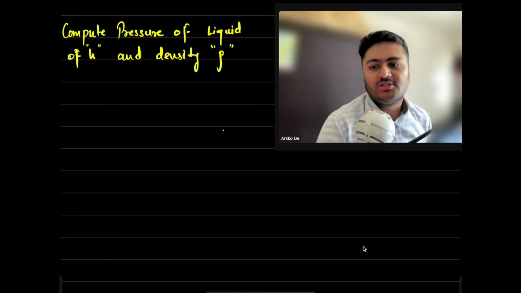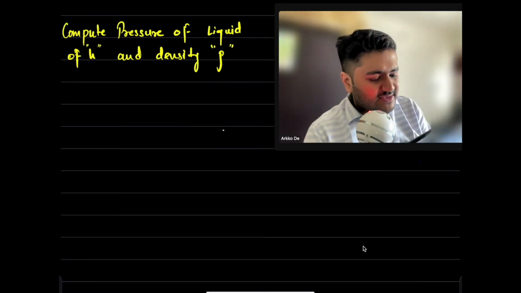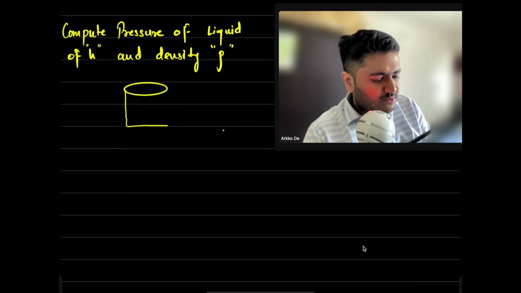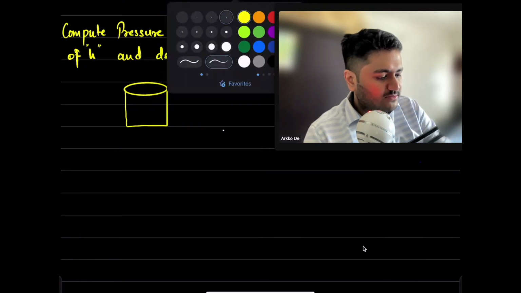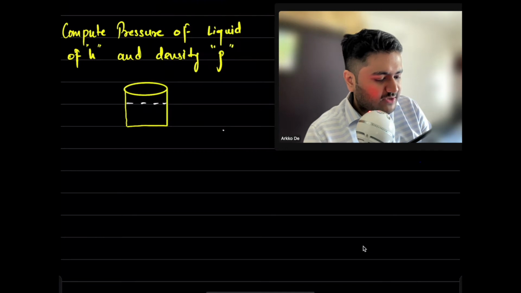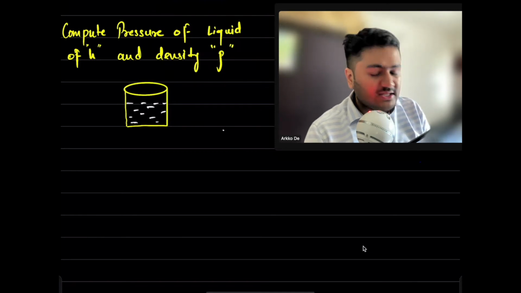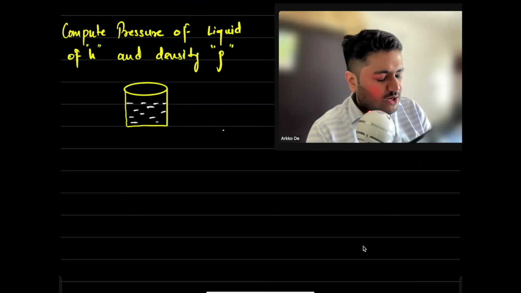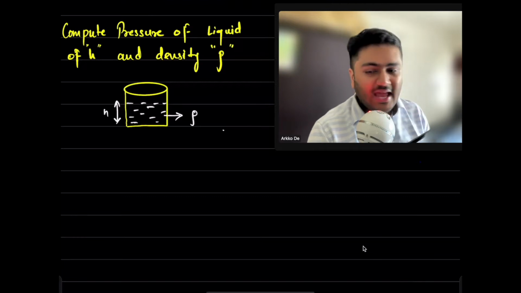Okay, so let us consider a vessel. And the vessel is filled with, let's just say, some liquid. We don't know what the liquid is, but we have been given the density of the liquid. So let's just say we have a vessel which is filled with a liquid of density rho, and the height of the liquid column is given as h.